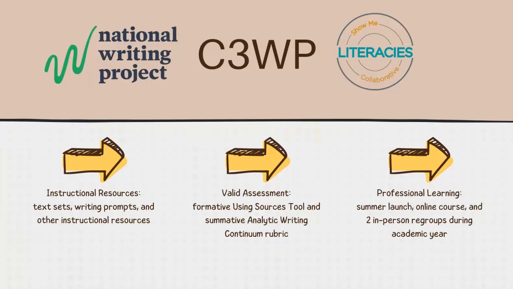C3WP has 3 core features: source-based argument writing, instructional resources developed and field-tested by teachers, valid and reliable assessment tools, and professional learning that models classroom instruction of argument writing and centers teacher agency. The professional learning for the context of this study involved an in-person summer launch, online courses throughout the school year, and 2 in-person regroups during the year.